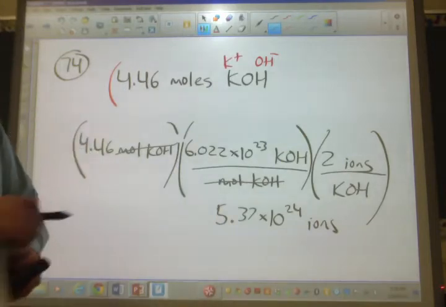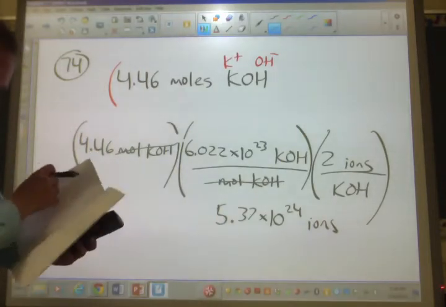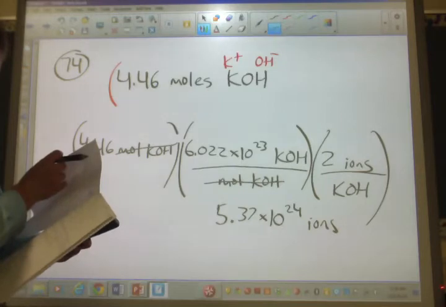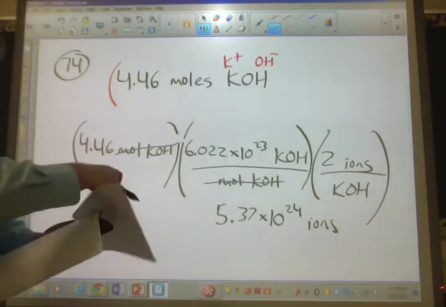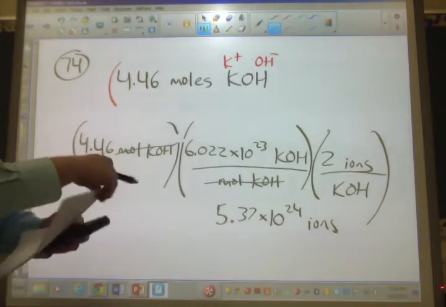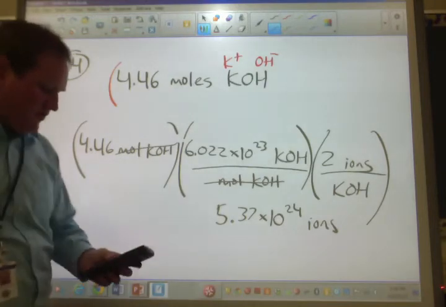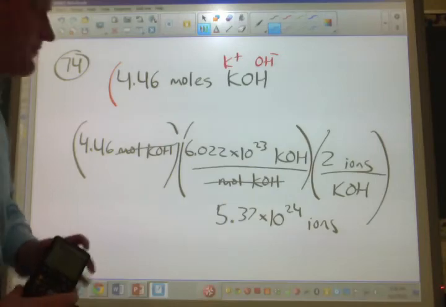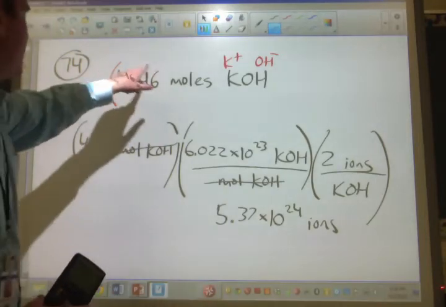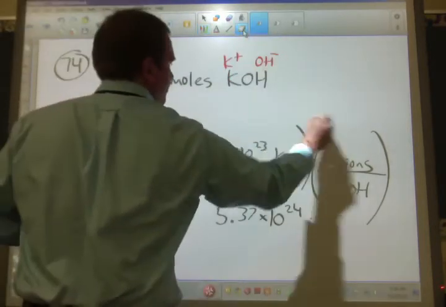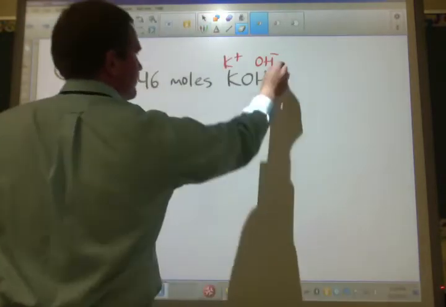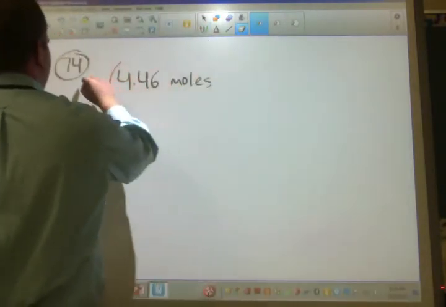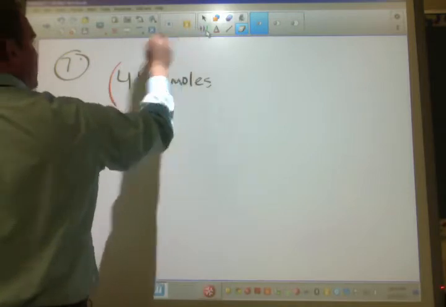Let's check if I got that one on my answer key. Yep, slightly off. I said 5.36, so I must have rounded off. Anyway, let's go to 75. How many total atoms are present? Well, let's revert back to this. So 75.